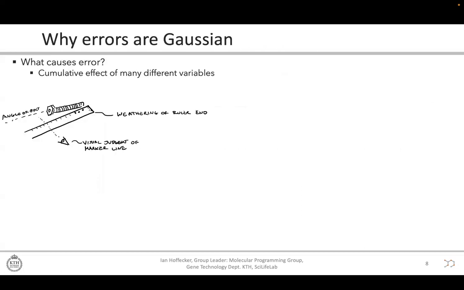So let's take a step back and think philosophically again. Why do we use the Gaussian distribution in the first place? And what is it that makes error follow a Gaussian distribution? The short answer to this is that Gaussian distributions can be used to describe the cumulative effect of many independent variables. So what do we mean by this?